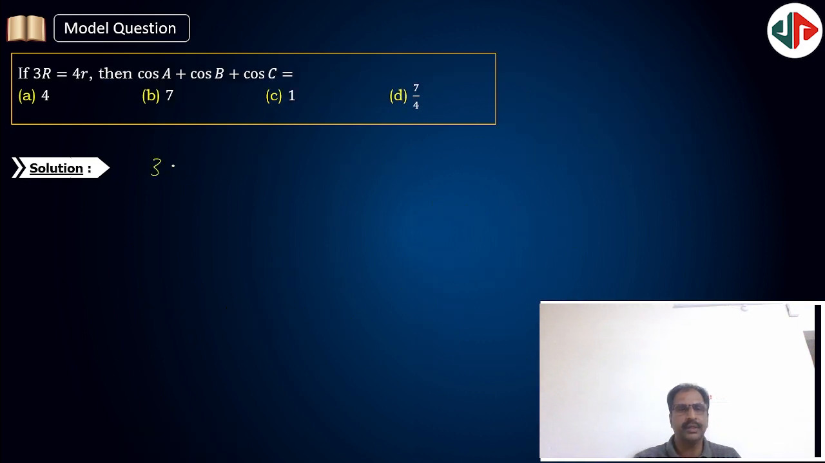If 3 capital R is equal to 4r, then what is cos A plus cos B plus cos C?